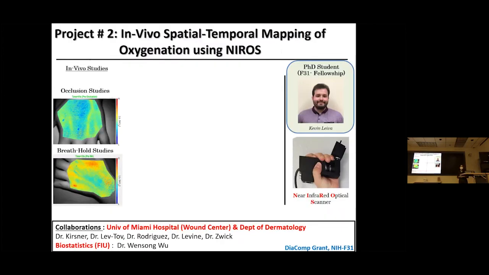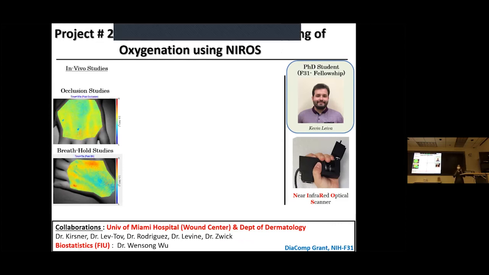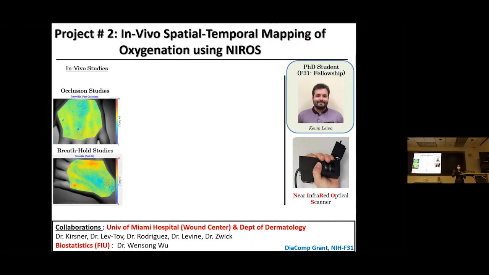Another project, another PhD student, almost ready to graduate, Kevin Leva. He's also an F31 recipient. So this is a part of his project, and also this is NIH-funded work. What he does is he has a complete handheld device, which is not connected to a smartphone, but it can also do dynamic imaging in real time. You can see those oxygenation changes, just like the vein finder. Have you heard of that? In a vein finder, they just scan it and you should be able to see the veins.